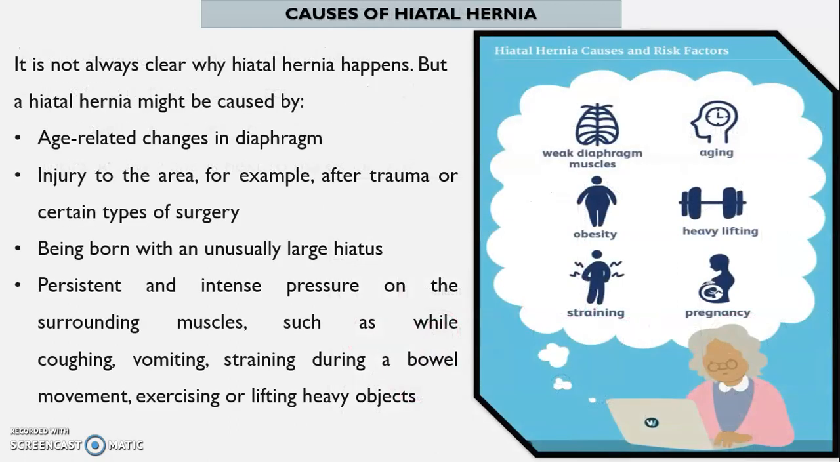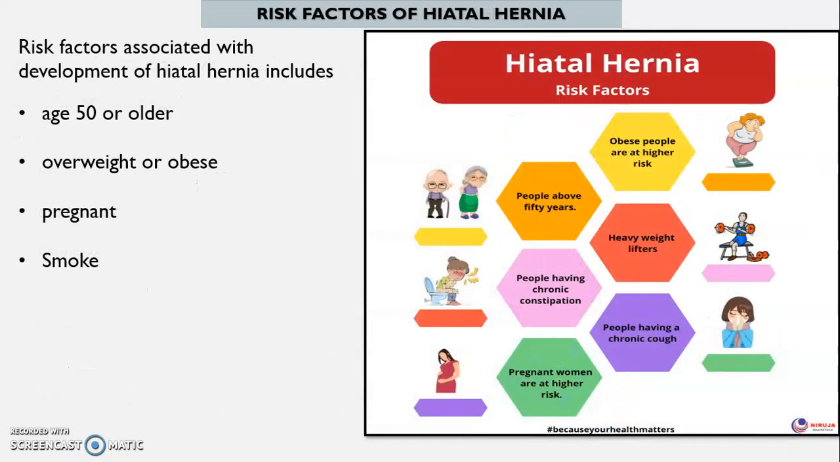Causes of hiatal hernia. It is not always clear why hiatal hernia happens. But a hiatal hernia might be caused by age-related changes in the diaphragm, injury to the area, for example after trauma or certain types of surgery, being born with an unusually large hiatus, persistent and intense pressure on the surrounding muscles, such as while coughing, vomiting, straining during a bowel movement, exercising or lifting heavy objects. Risk factors associated with development of hiatal hernia include age 50 or older, being overweight or obese, being pregnant, and smoking.